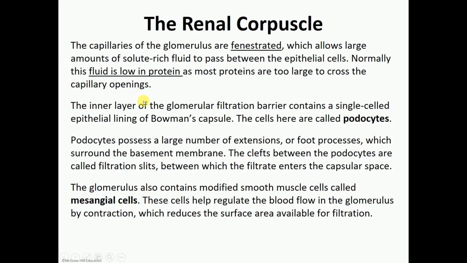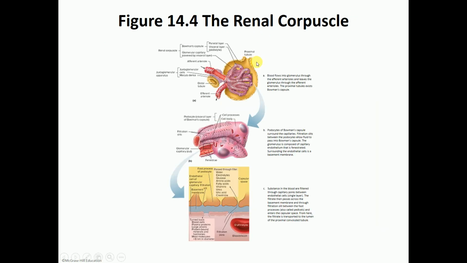And the Bowman's capsule is made out of cells known as podocytes. Podocytes, because they look like feet. They have these finger-like projections, and in between these finger-like projections there are these little slits. Okay, so I'm going to go to the image to explain what this looks like.